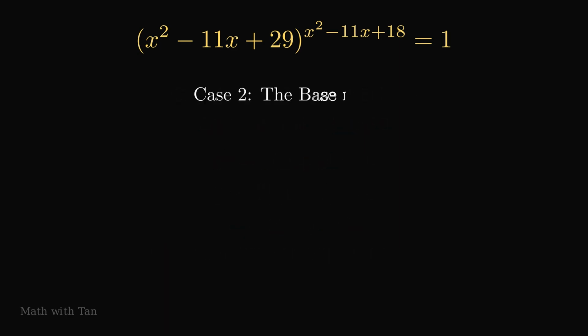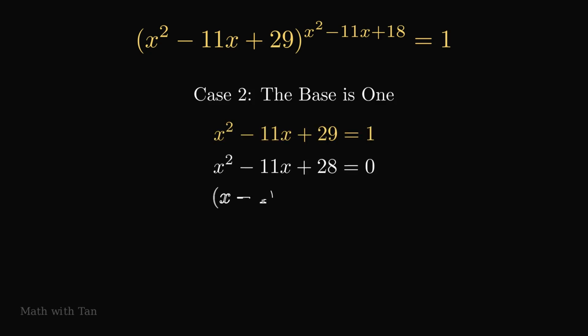Case 2. The base is exactly 1. Since 1 to any power remains 1, this case is straightforward. We set the base to 1. Simplifying and factoring reveals our next two solutions, 4 and 7.